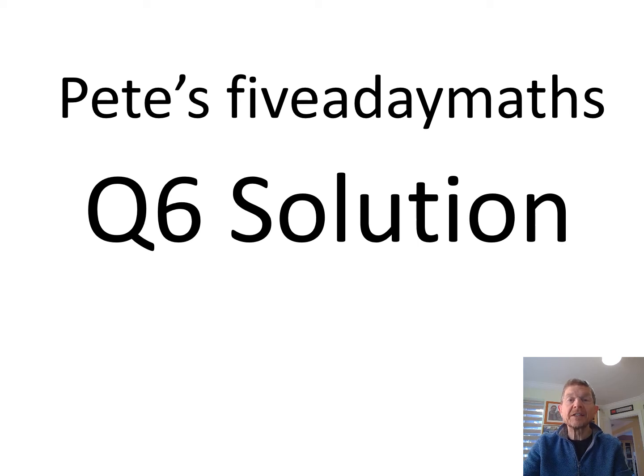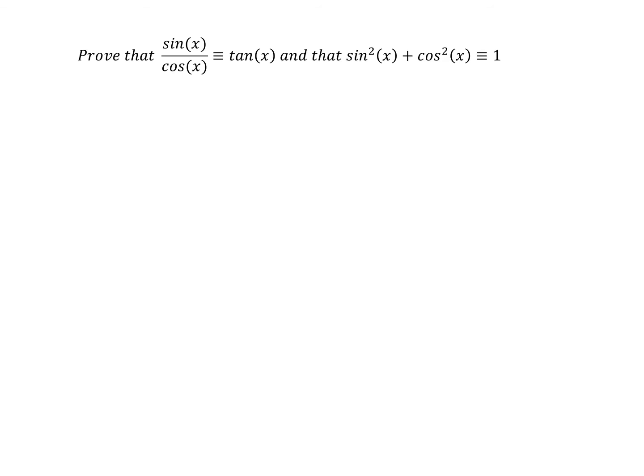Okay, so how did you get on with question 6? This is the one with the two identities that we've got to prove. Let me show you how I answered it. Okay, so we've got the two identities here to try to prove.